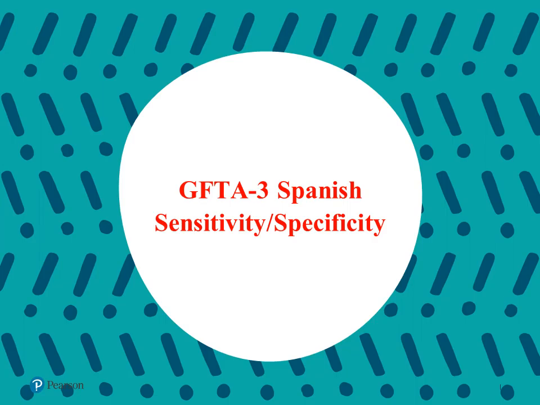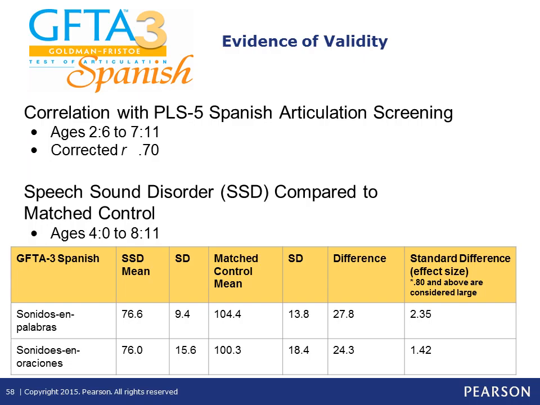For this last part of the presentation, I want to spend some time telling you about the GFTA-3 Spanish sensitivity and specificity. The GFTA-3 Spanish Sonidos en Palabras scores have a positive correlation with the PLS-5 Spanish articulation screener scores. If you're familiar with the PLS-5 Spanish, it has an articulation screener that allows you to probe sounds that are appropriate for young children. So we did a validity study, and it indicated that both tools measure similar speech sound abilities.